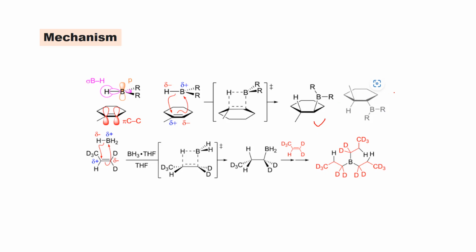Now after this step, suppose we add H2O2. What will happen? Wherever the boron is present, in that place boron will be substituted with OH. If you add acetic acid, then wherever the boron is, that place will be substituted by H.